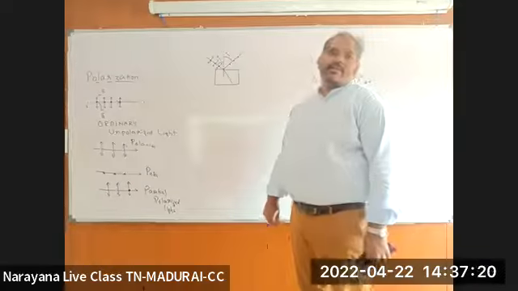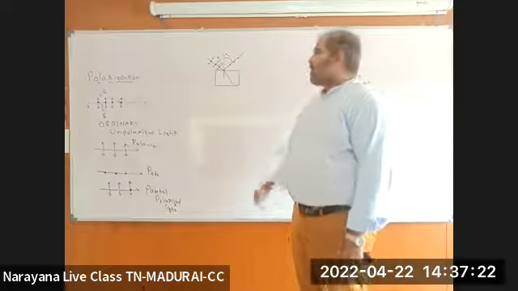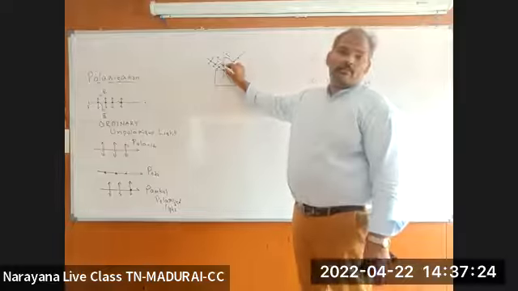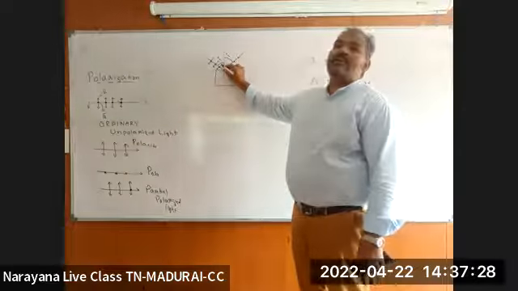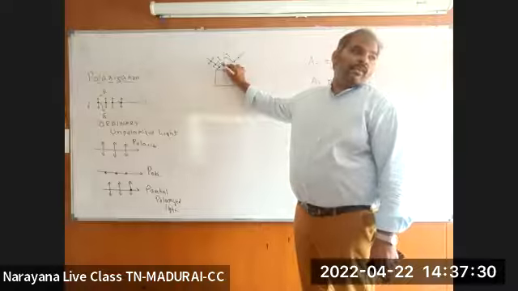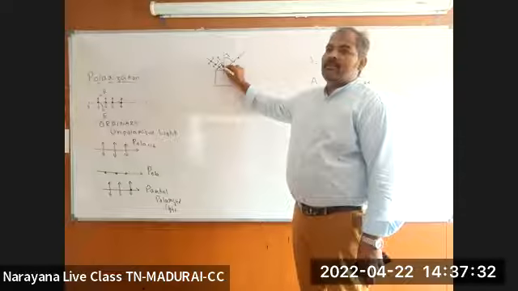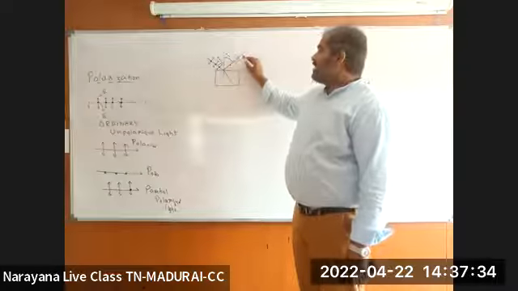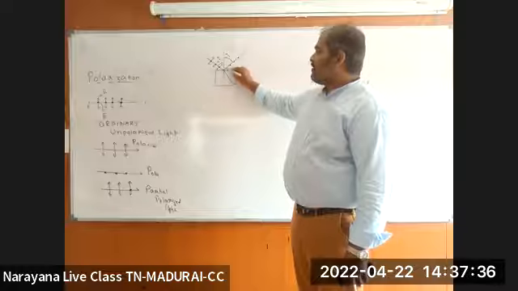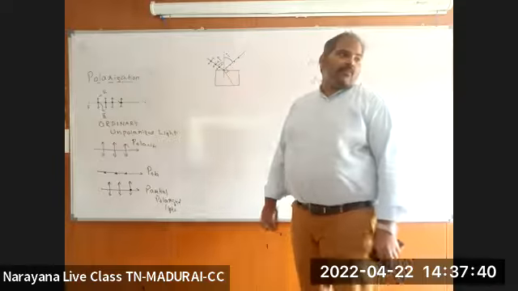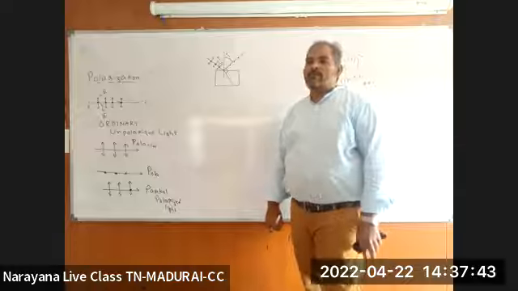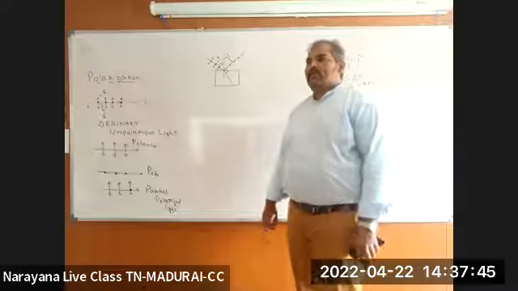When this polarization happens, it will not happen for all angles of incidence. At a specific angle of incidence only, polarization will happen. When the angle between the reflected ray and the refracted ray is exactly 90 degrees, then only will you notice the polarization phenomenon.